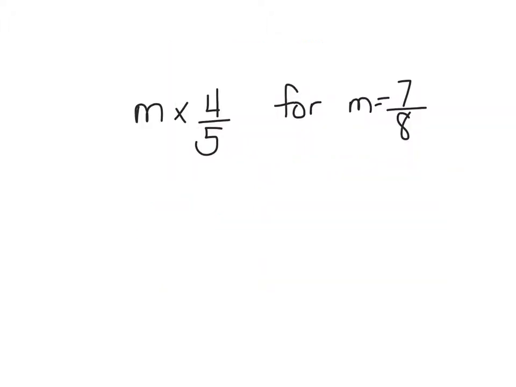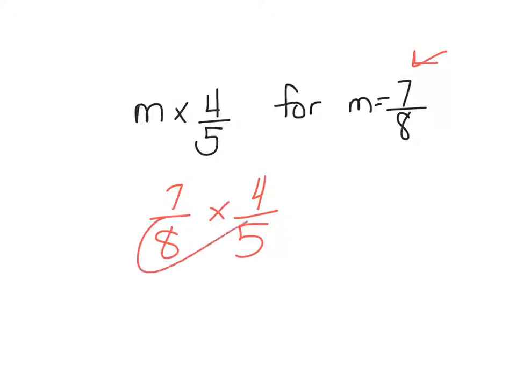Here we have m times 4/5, but again, they tell me what m is. So 7/8 times 4/5. I can do some cross simplification here. Cross canceling. So I can divide 8 by 4 and 4 by 4. So I can do that to make this problem easier, but let's do it the traditional way first. 7 times 4 is 28. 8 times 5 is 40.